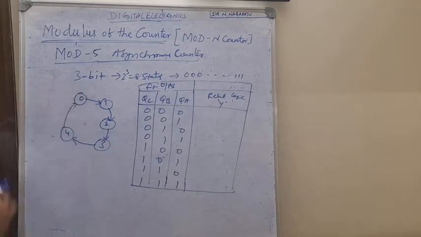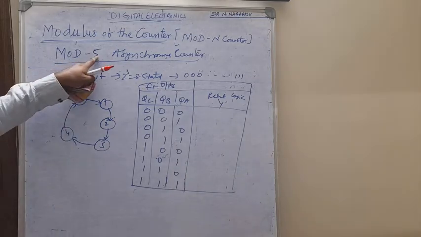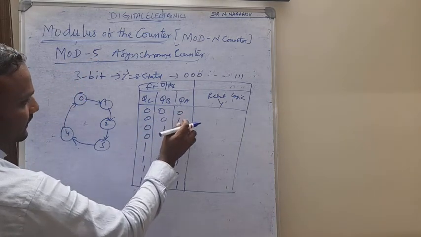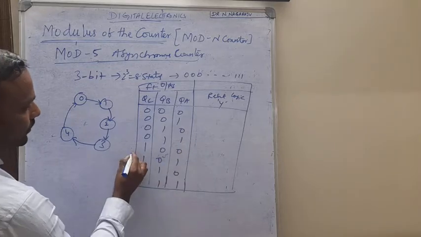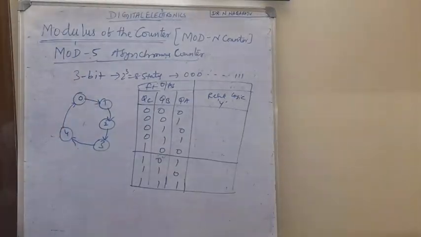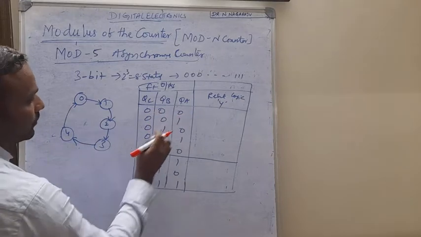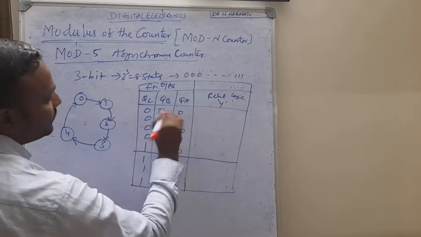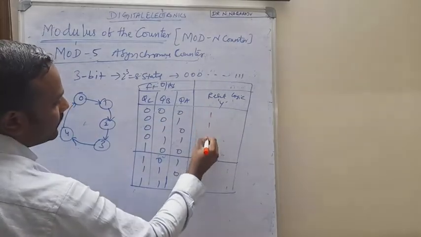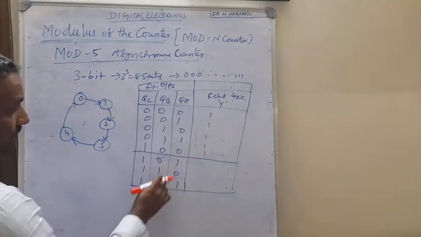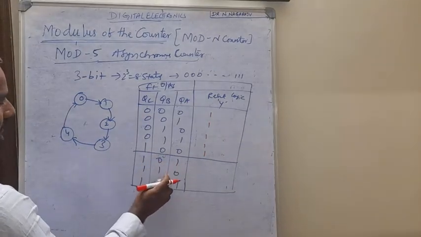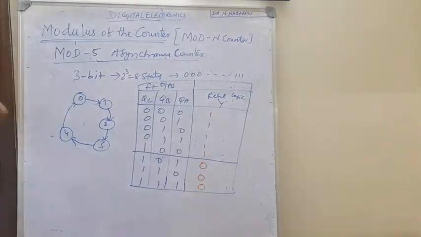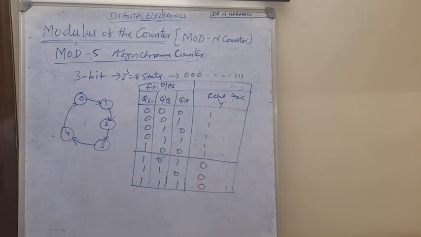In this problem you have only 5 states. So this is the first state, second, third, fourth, fifth. Up to this is the valid state, that is 000 to 100. So 5 states are there, and they are valid states. If it is a valid state, what you have to do? Put 1 for this one. And if it is invalid, 101, 110, 111, that is 5, 6, 7, these 3 states are invalid states. So put 0, 0 and 0. Right. Now this is the truth table.